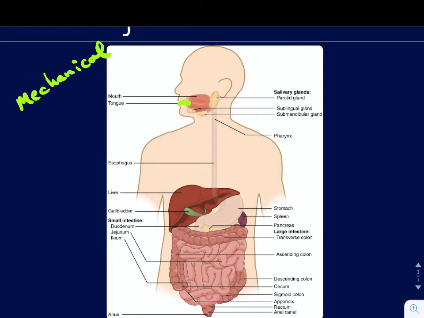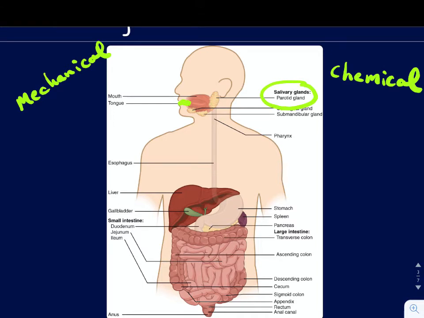So your teeth, for example, are going to chew that food up. Your tongue is going to push it around, and that is the physical breakdown of food. Then, what you're going to encounter is a type of digestion known as chemical digestion. And it's going to start here with these things called the salivary glands.